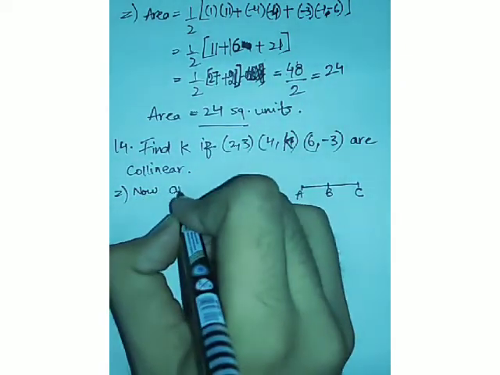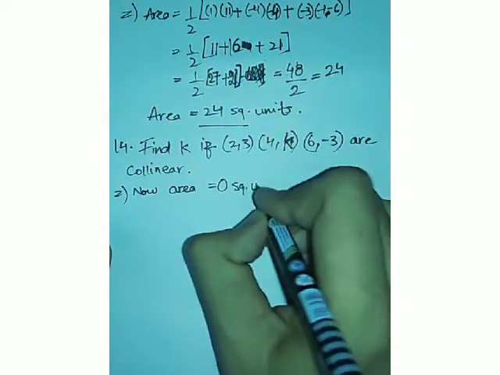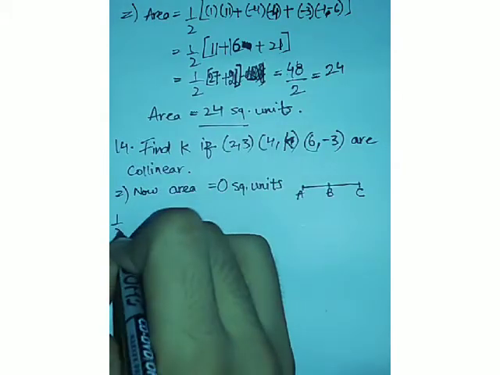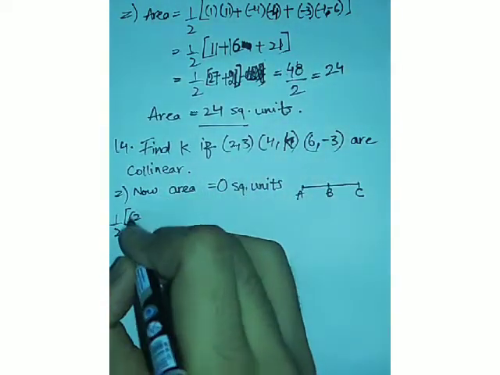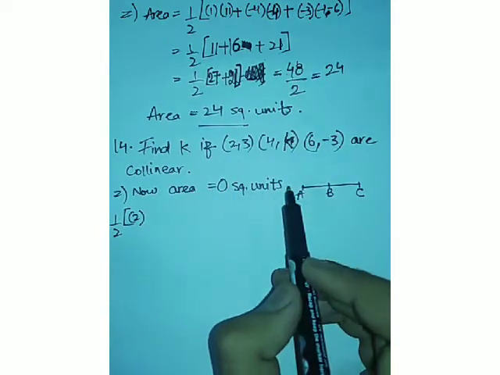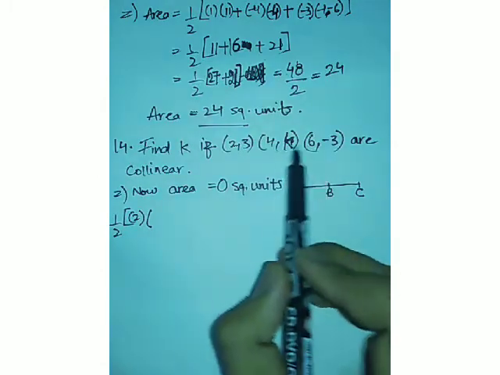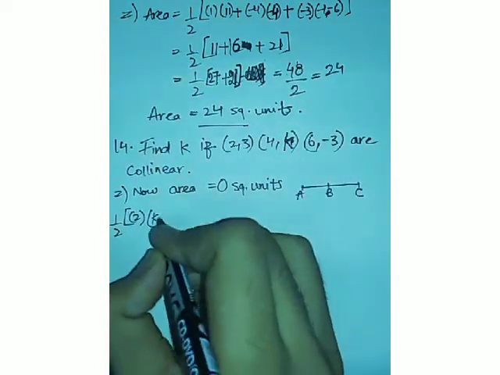Now area will be equal to 0 square units because these points are collinear. So firstly find the area. Area is equal to half. What is x1? That is 2. And after x1 we have to multiply y2 minus y3, that is k minus 3, that is k plus 3.